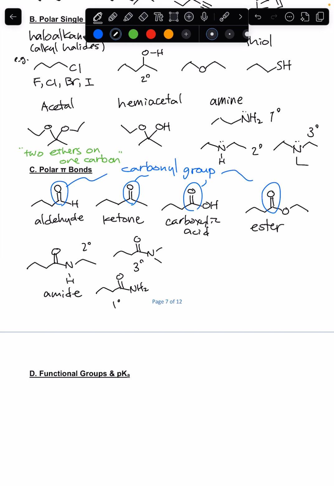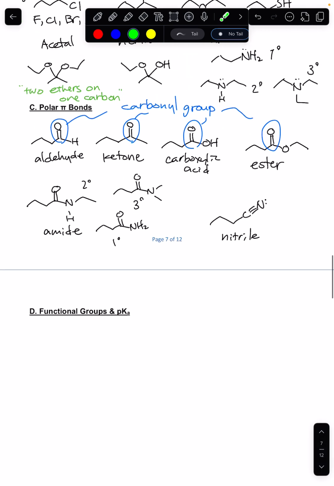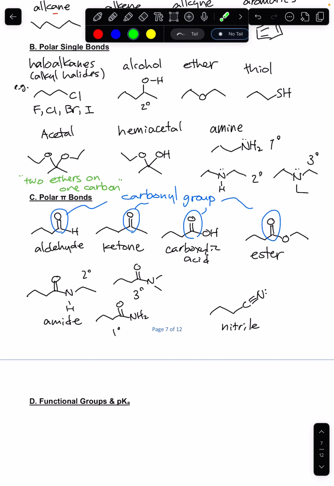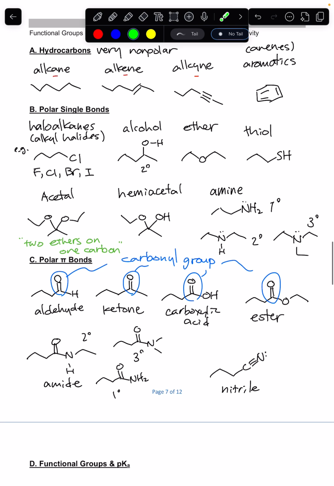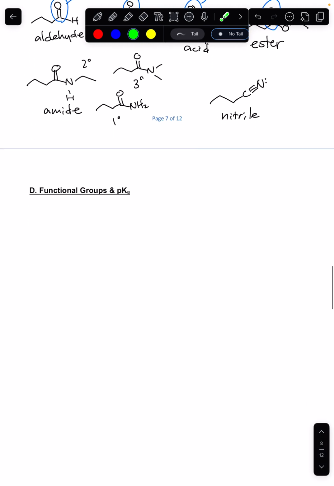Okay. And then the last polar pi bond functional group we might cover for now is a nitrile. You may have known this as a cyanide group, but when it's part of an organic molecule, we tend to call those a nitrile group. Okay. So those are the functional groups I want you to know and be able to identify in a larger molecule, which I'm sure we'll practice in class.